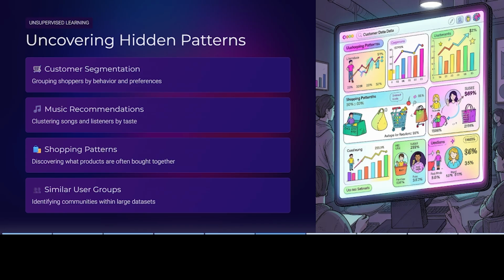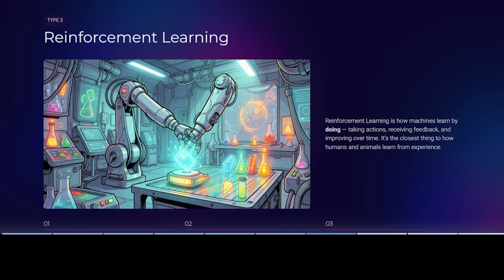Okay, so this is how unsupervised learning works. Now we are going to see reinforcement learning. So this is that third type, right? Okay, this one is learning from experience. That means it learns from mistakes only.